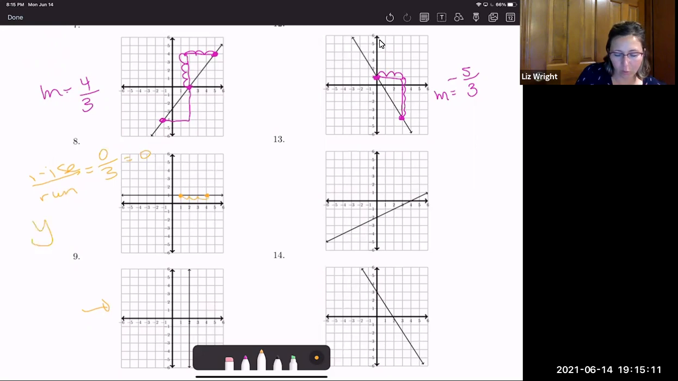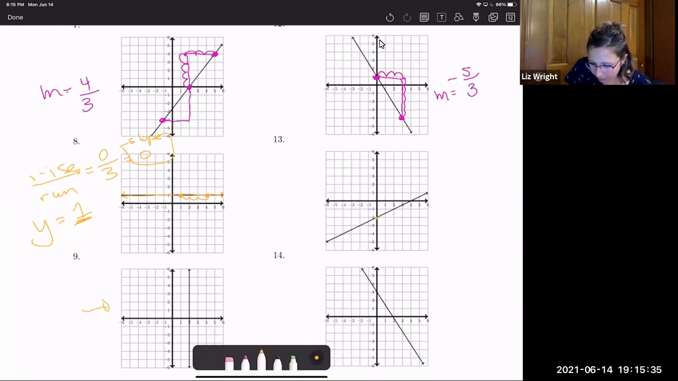Horizontal line starts with y equals some constant. What is our y? What are our y values constantly at? They are constantly at y equals what value? 1. And that's our equation. So here was our slope of 0. And then your equation is y equals 1. All right, let's check out 13.